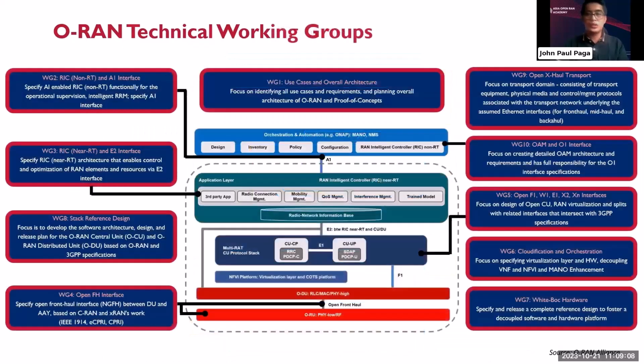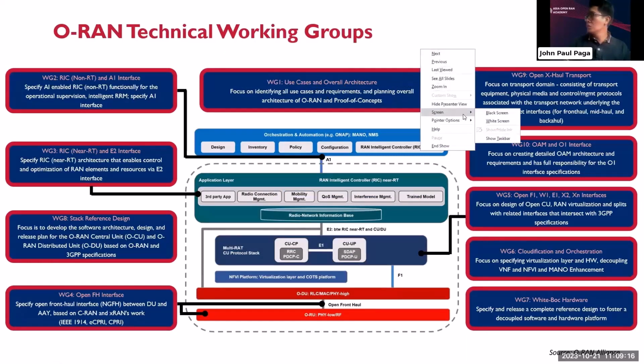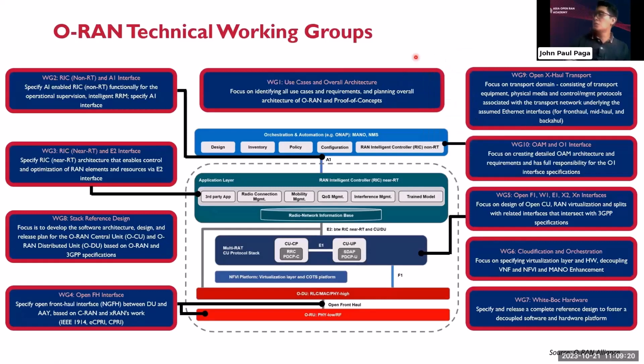So we have working group one, which is focused on the use cases and the overall architecture. Working group two focuses on the non-real-time RIC and the A1 interface. Working group three focuses on the near real-time RIC and the E2 interface. Working group four focuses on the open fronthaul interface between the DU and the RU. Working group five focuses on the open F1, W1, E1, X2, and Xn interfaces.